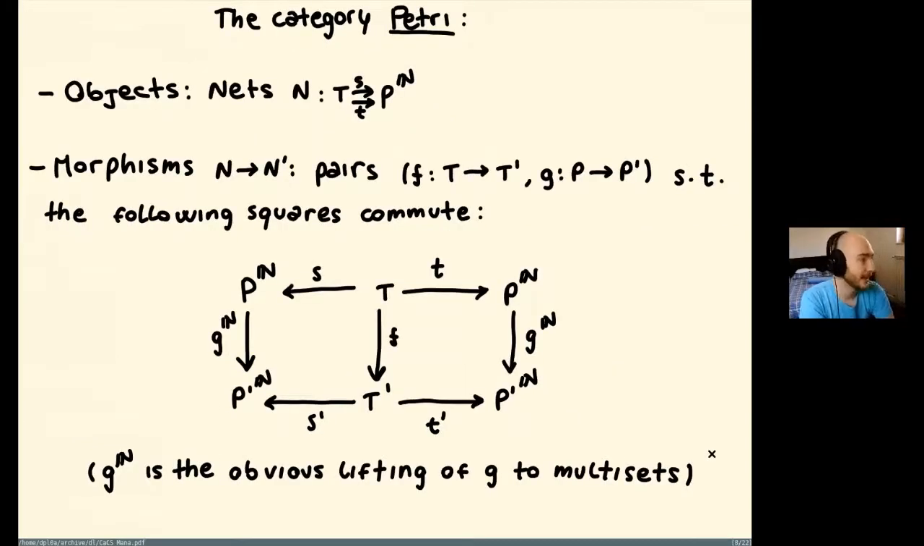We can build a category of Petri nets, which has as its objects Petri nets, and as morphisms, a pair of functions, one for the set of transitions and one for the set of places, that make these two squares commute. And here Gn is just the lifting of G to multisets, or the free commutative monoid.